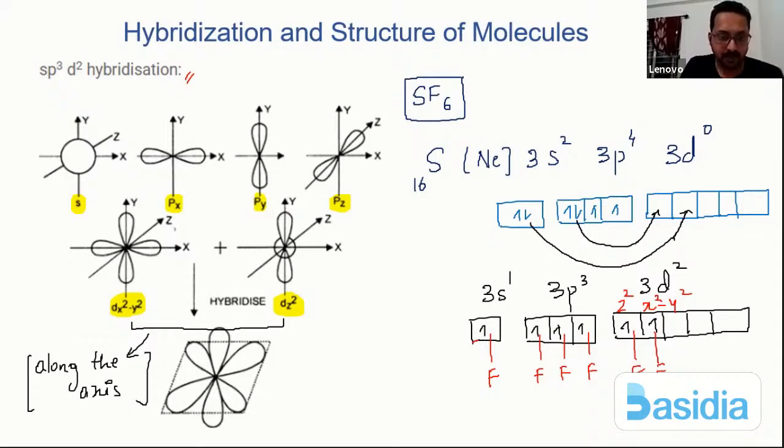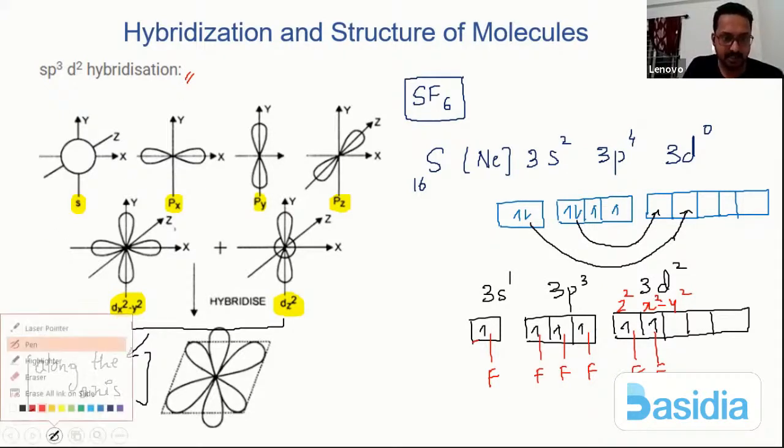Okay, now let us try to understand the geometry of the molecule. So how exactly is the geometry? If I write a sulfur over here, then I'm going to write a fluorine, then you will find a fluorine here, then a fluorine over here, then a fluorine over here.